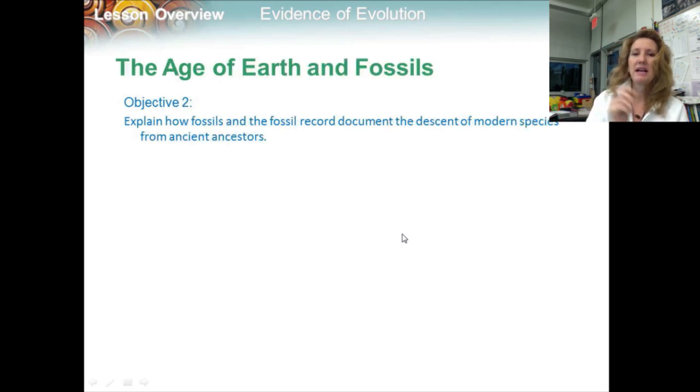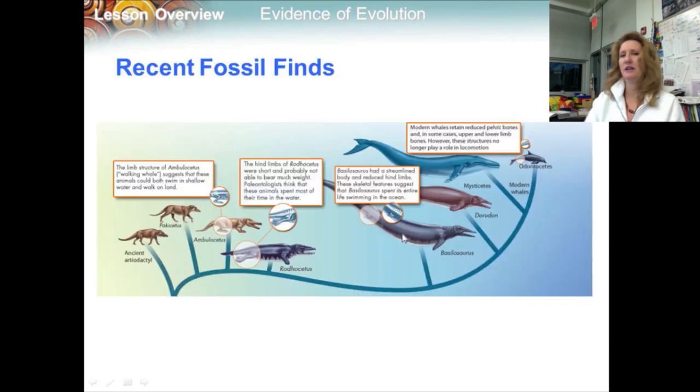Objective 2. Explain how fossils and the fossil record document the descent of modern species from ancient ancestors. This one's quite obvious, right? Evolution takes a long time. If life has evolved, then Earth must be really old. Hutton and Lyell argued that Earth was indeed very old, but technology in their day couldn't determine just how old. Geologists now use radioactivity to establish the age of certain rocks and fossils, and radioactive dating indicates that Earth is about 4.5 billion years old. Plenty of time for evolution by natural selection to take place.